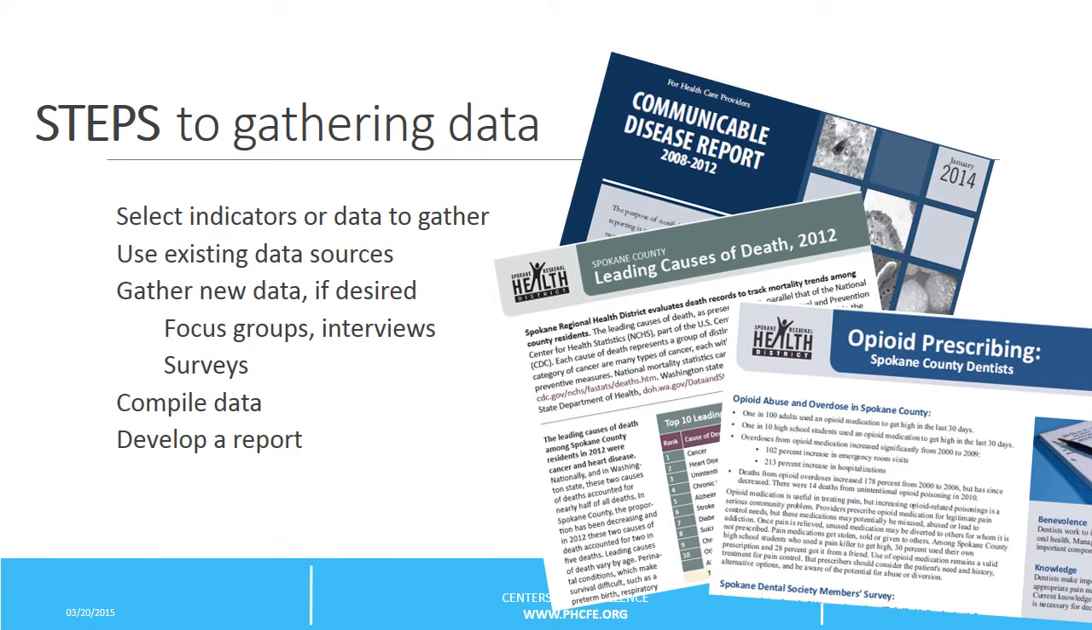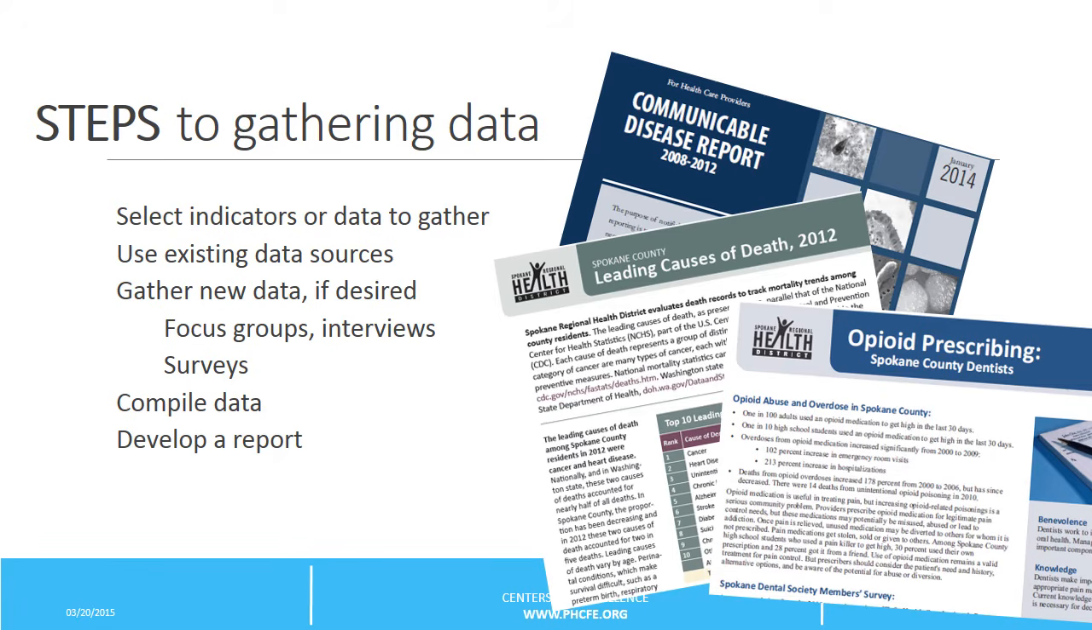Then compile your data, looking at it in different ways, such as by age or male-female. Then put your report together, highlighting the key points. If your agency does not have epidemiologists or statisticians on staff that can gain access to the actual databases, there are data clearinghouses and resources available. I will describe the resources that Washington has, which may be available in other states too.